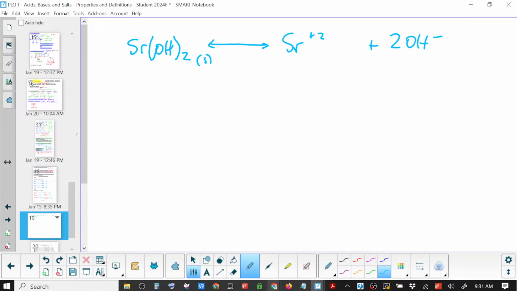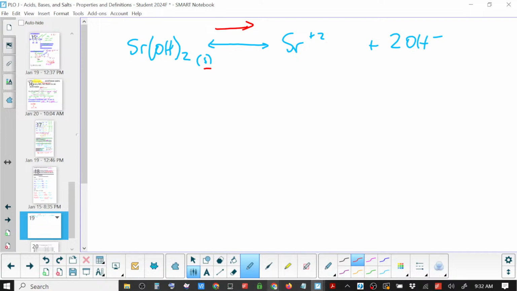This is just a Le Chatelier's principle problem. What do you want to do first? Increase the solubility or decrease the solubility? Okay. So how could we make this go that way? By adding more Sr. Oh, wait, but it's a solid. Do solids affect the equilibrium? No. So that won't do anything.